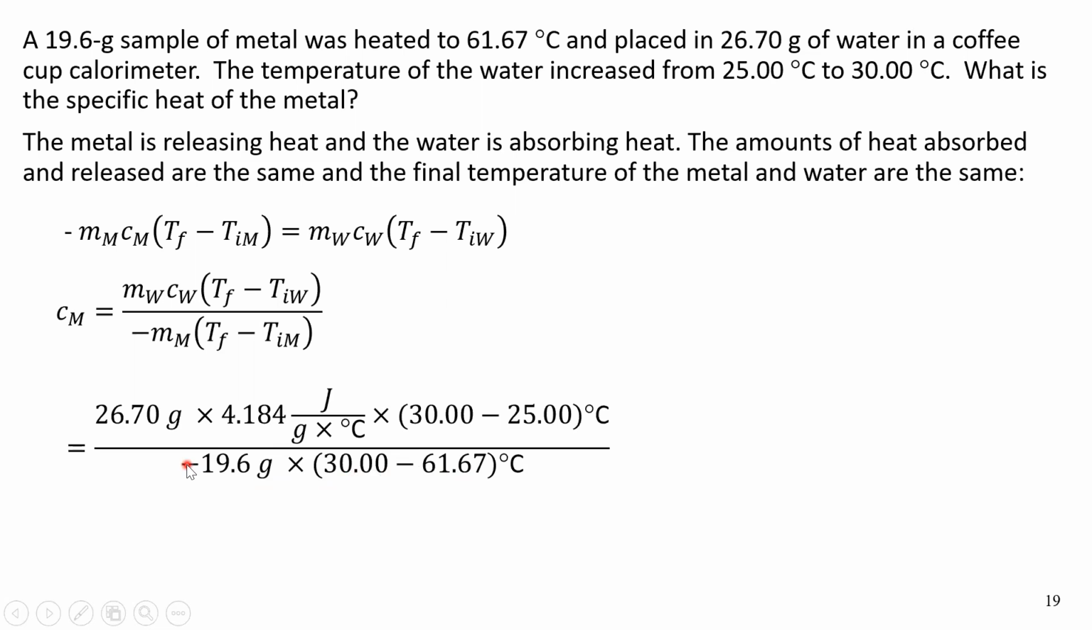Now, the temperature change is negative, but you're multiplying it by a negative sign. Your specific heat values can never be negative values because you're talking about how much energy is required to raise the temperature of 1 gram of a substance 1 degree Celsius. You have to add energy in to make the temperature go up.